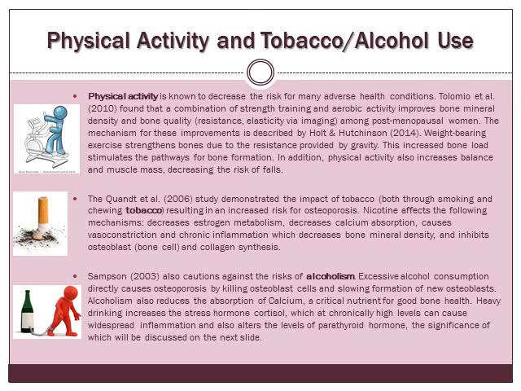A study by Sampson cautions against the risks of alcoholism. Excessive alcohol consumption directly causes osteoporosis by killing the osteoblast cells and slowing the formation of new osteoblasts. Alcoholism damages the GI tract and reduces the absorption of calcium, which is a critical bone health nutrient. Heavy drinking increases cortisol, a stress hormone, which at chronically high levels can cause widespread inflammation, and drinking can also alter the level of parathyroid hormone. And I'll discuss the PTH hormone further in the next slide.